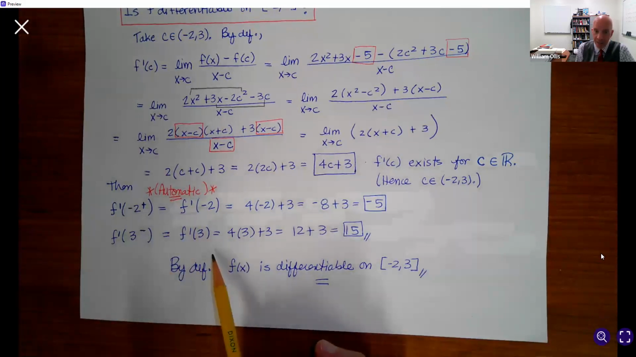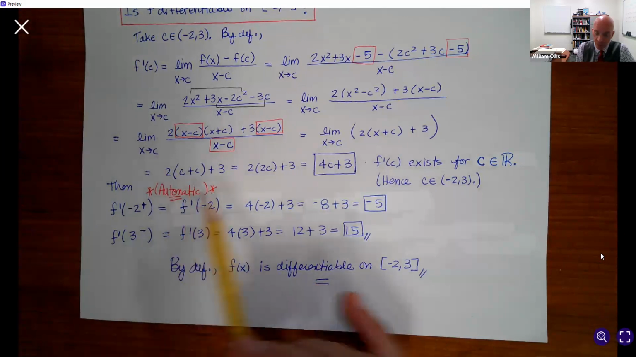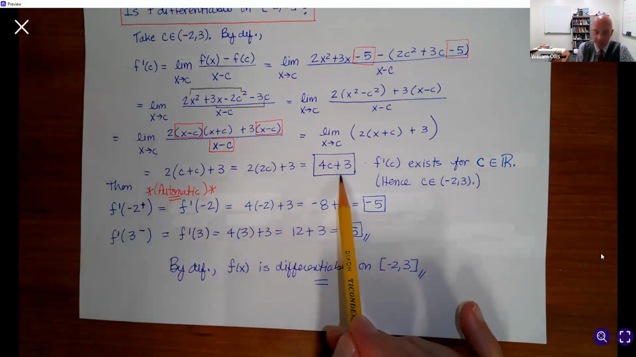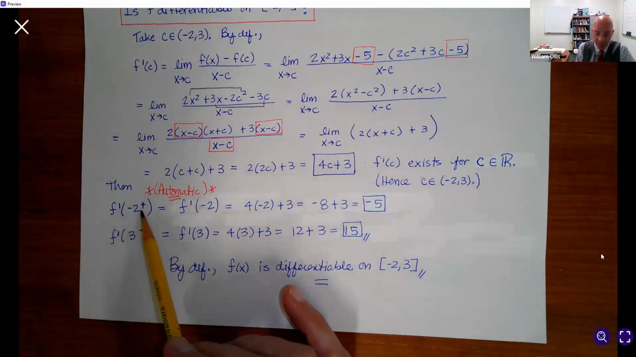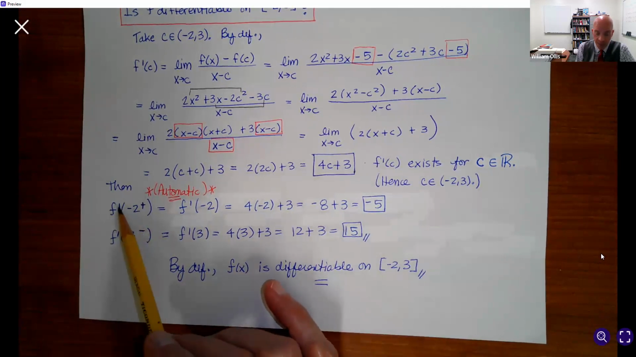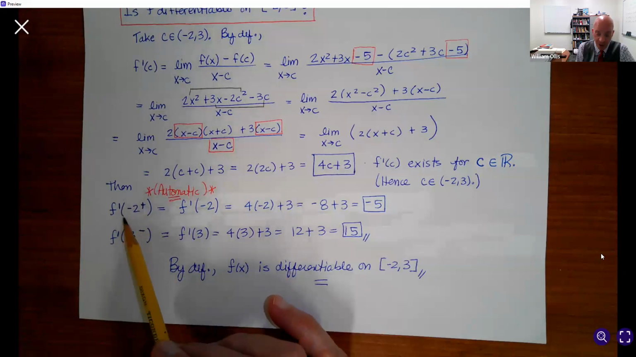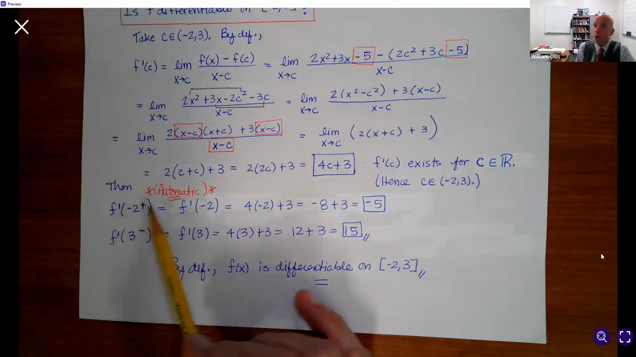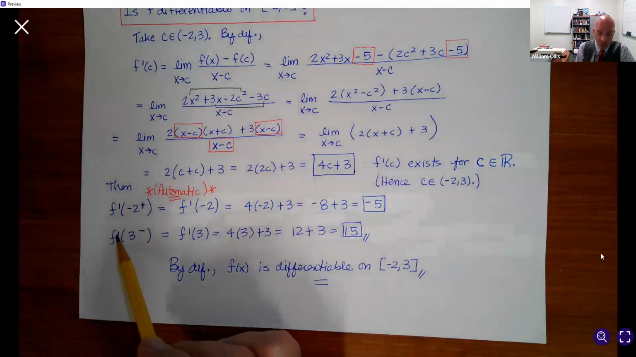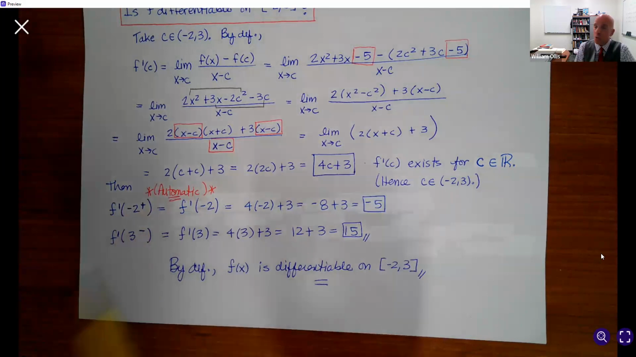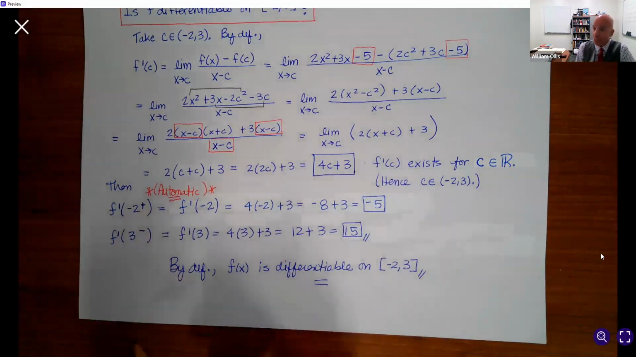This is automatic. Why I wrote automatic here is because this limit exists for any c. So especially the left limit and the right limit. When we consider the derivative, we say f prime of -2 from the right, or the right derivative at -2, and then we have f prime of 3 from the left, or the left derivative at 3.